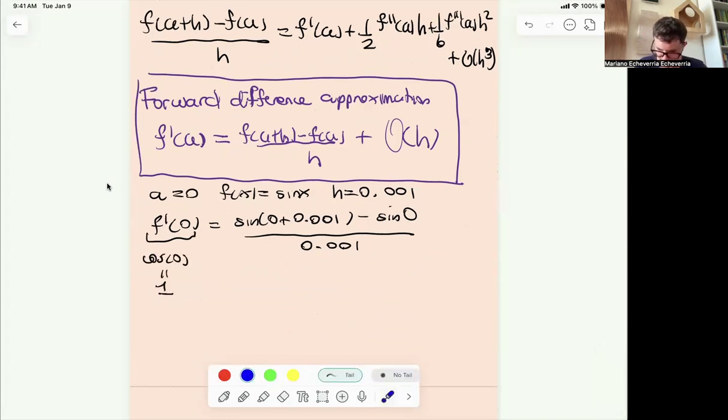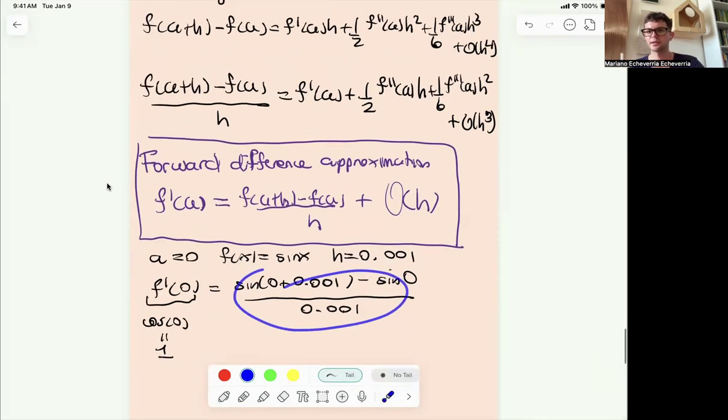Whatever this gives you is close to 1, but the idea is how much it differs depends linearly on h. That's what O of h means. The dominant term depends on h. Is that okay? Is that making sense so far?